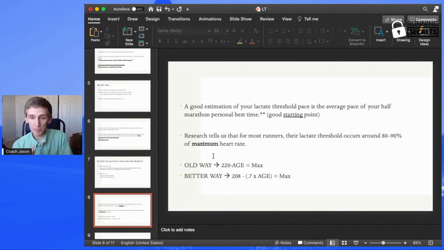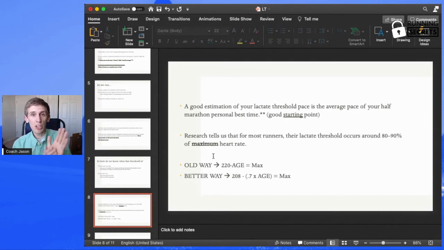So let's keep that in mind. Last week, we also talked about how to figure out your maximum heart rate. The old way, you do 220 minus your age, and that's your max heart rate. But that's not exactly ideal if you're either really young or not so young. It's kind of only good if you're in the 30 to 40-year-old age bracket. So there's a little bit better way to do it.